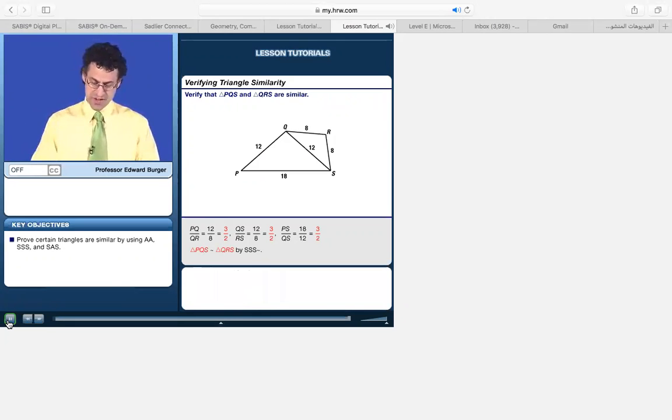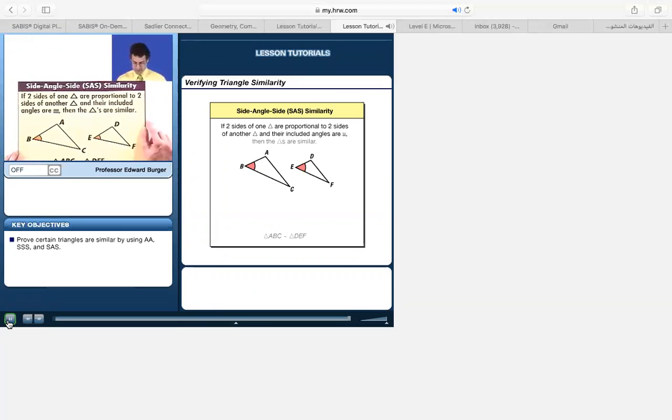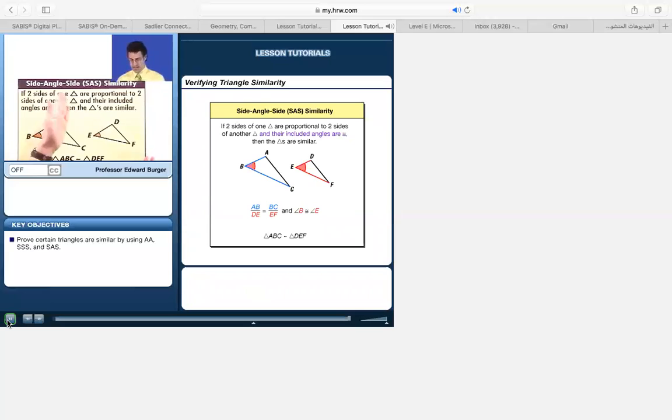Anyway, side angle side similarity. If two sides of one triangle are proportional to two sides of another triangle, and the angles included between them are congruent, then the triangles are similar. So if this side is proportional to this, and this side is proportional to this, so that the proportions of these pairs are equal, and these two angles are congruent, then we can conclude by side angle side similarity that these two triangles are similar.